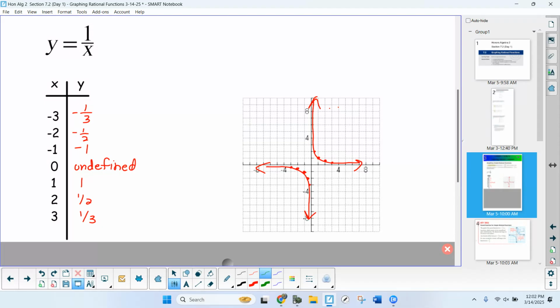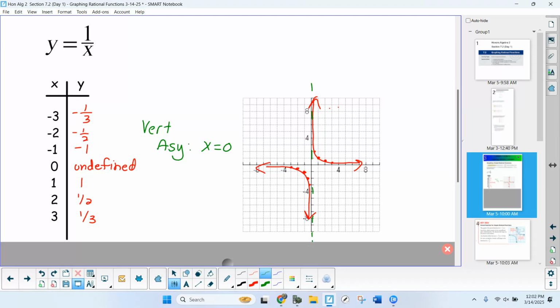We said when x is 0, we have an undefined value. That means you have an asymptote there. That's called a vertical asymptote. And your vertical asymptote is at the line x equals 0. It crosses the x-axis at 0. We have an undefined value at x equals 0.